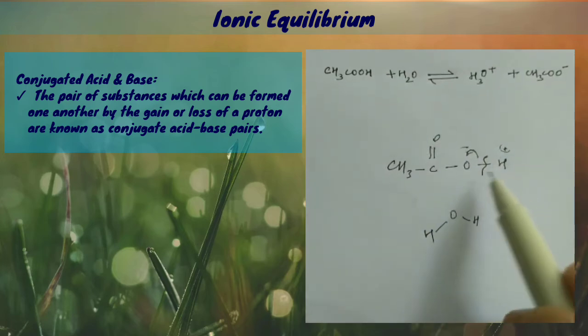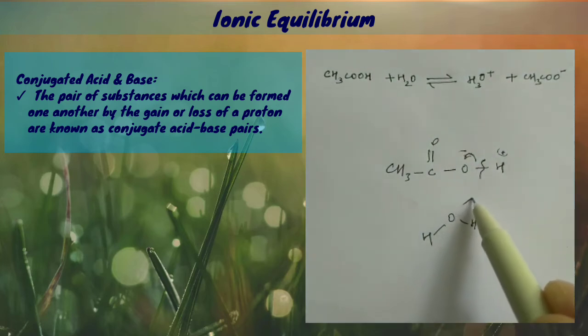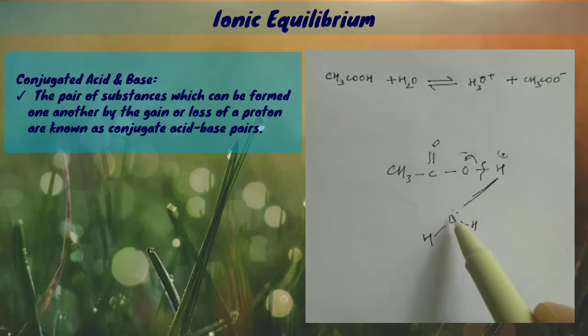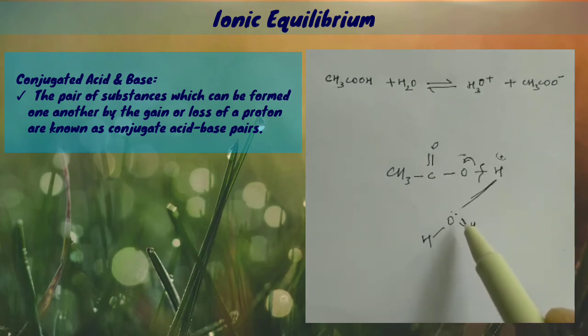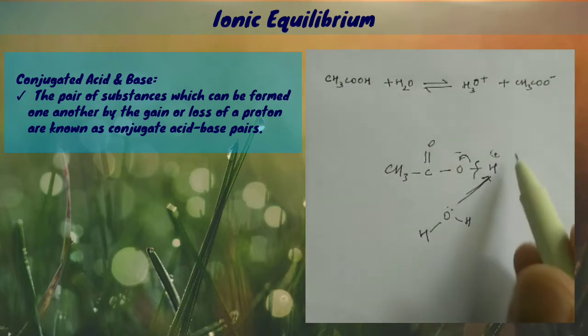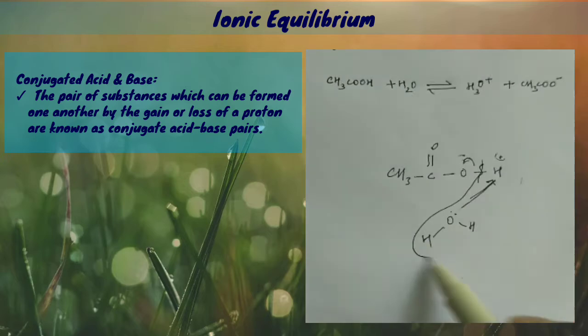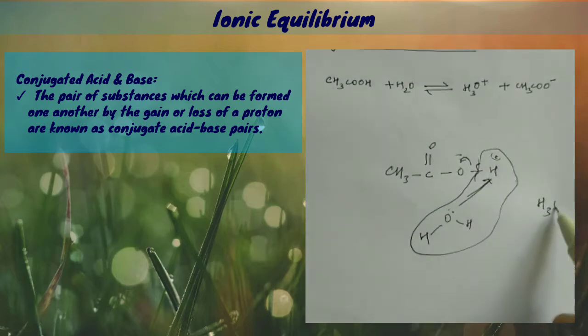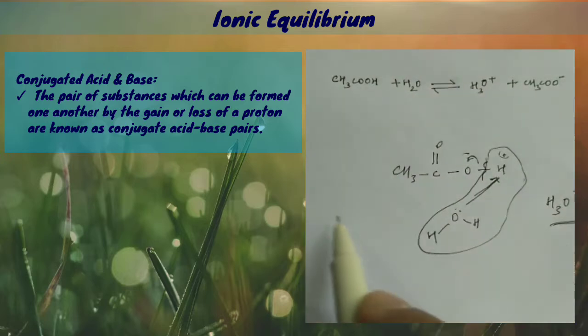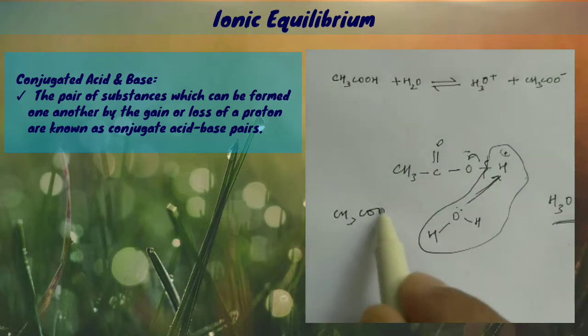Here there is a lone pair, and this lone pair is donated from the oxygen atom in water to that positive ion, and they form H3O positive, that means hydronium ion. The remaining part will be CH3COO negative.